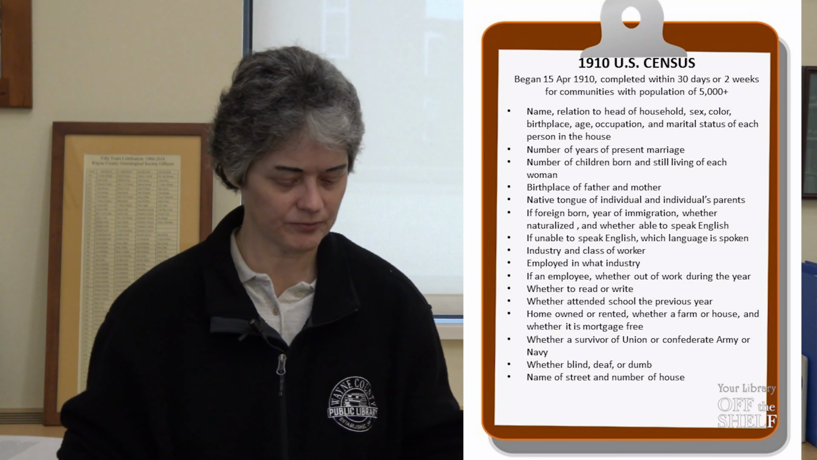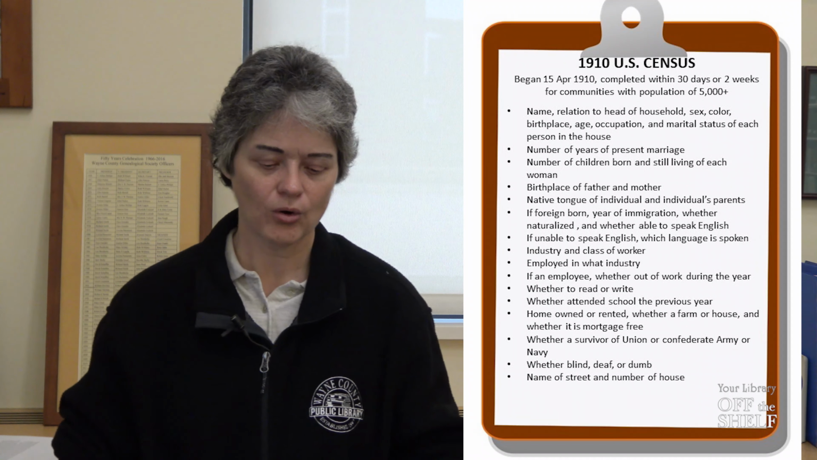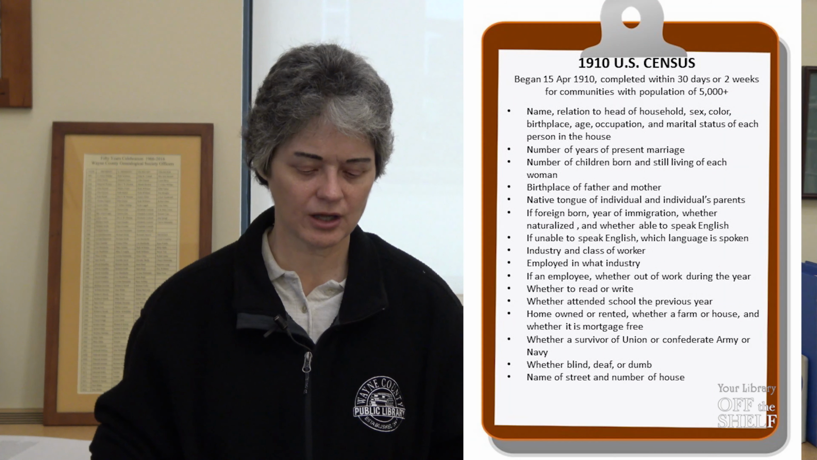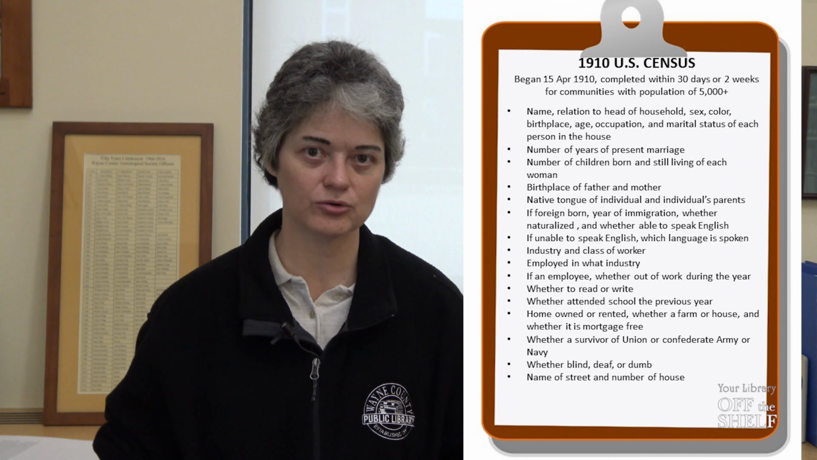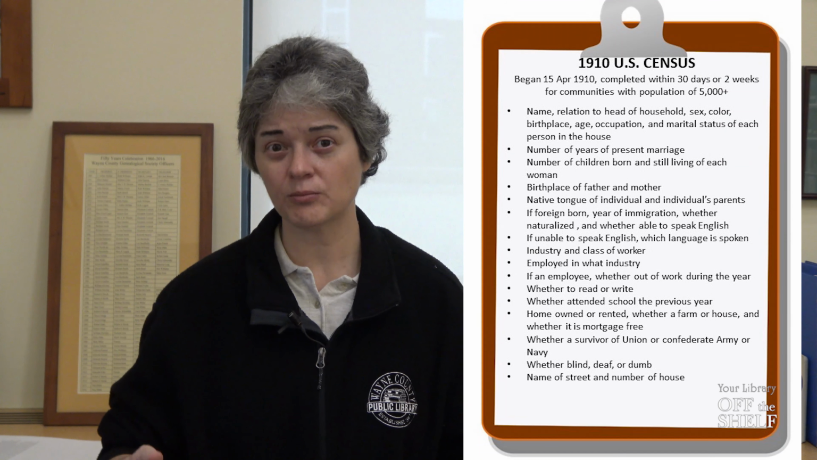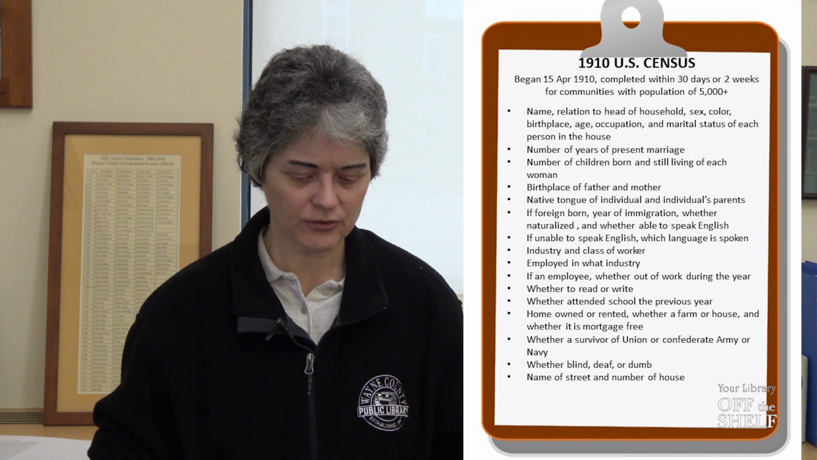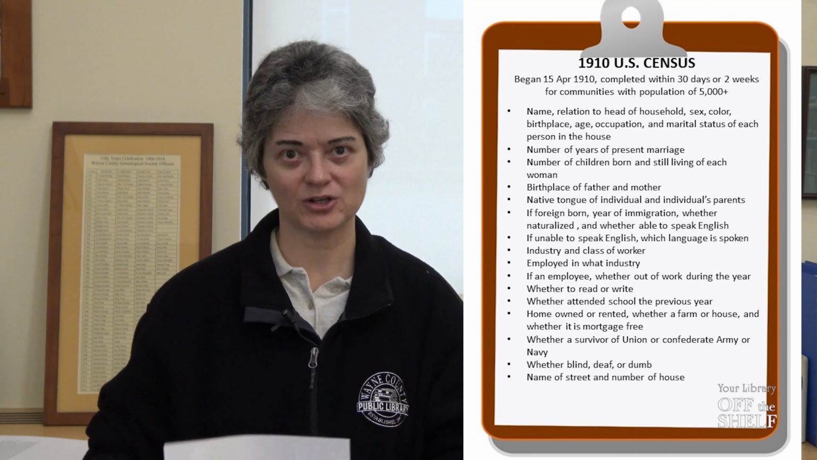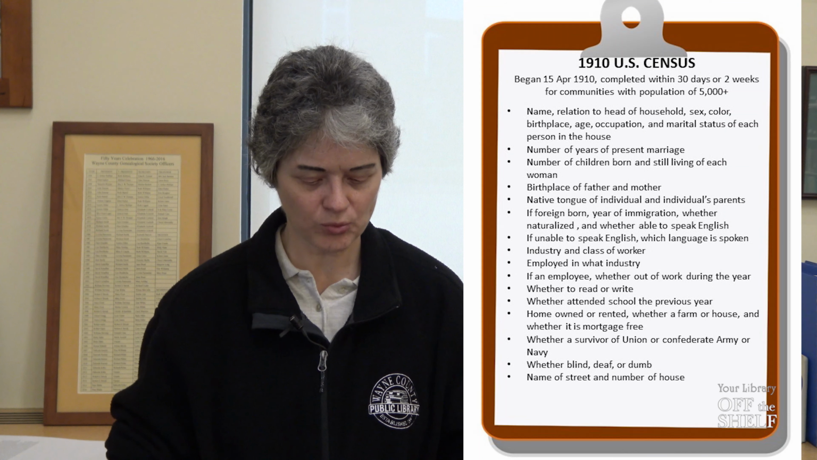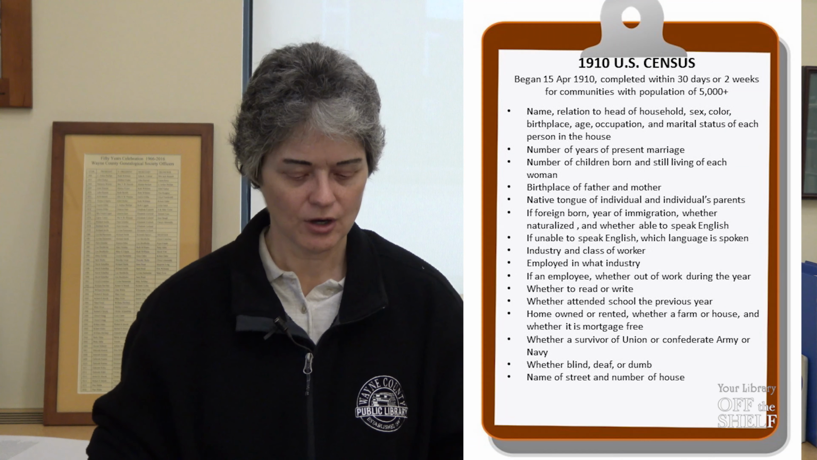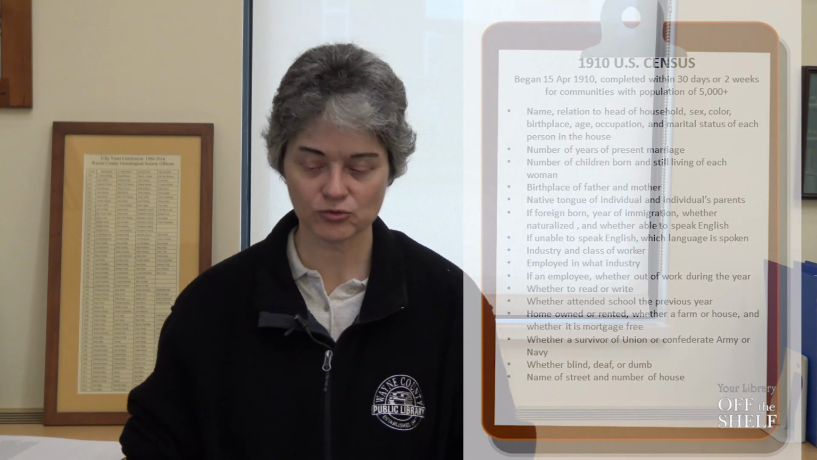The 1910 census was taken April 15th, 1910, and was completed within 30 days, or 2 weeks for communities with populations of about 5,000 plus. The 1910 and the 1920 censuses are pretty similar to the 1900, except they reverted back to only giving the age of each individual living in the household. But there are other clues. For example, the 1910 census, I'm looking at my cheat sheet here, indicates whether they're a survivor of the Union or Confederate Army or Navy, whether they're blind, deaf, or dumb, and it also gives the name of the street as well as the house number.